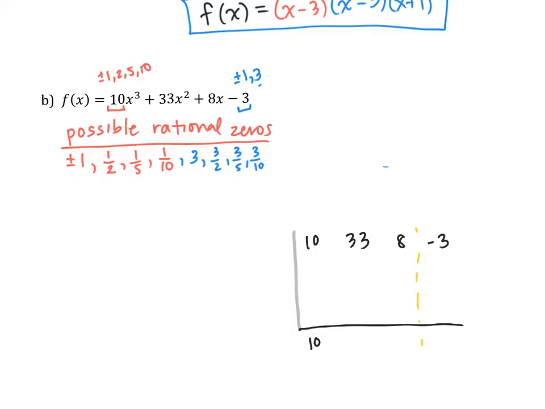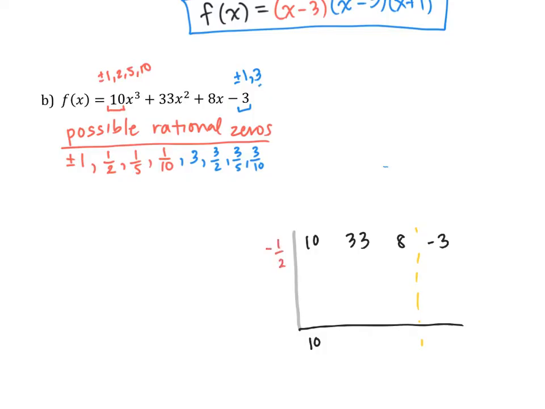Okay, 1/2 of 10 is 5. 33 plus 5 is 38. 1/2 of 38 is 19. 8 plus 19 is 27. 1/2 of 27, this is not going well. I can already tell it's not going to work. So 1/2 didn't work. Okay, and if you start getting crazy fractions, it's not your winner. Okay, let me try -1/2 and see if that works.